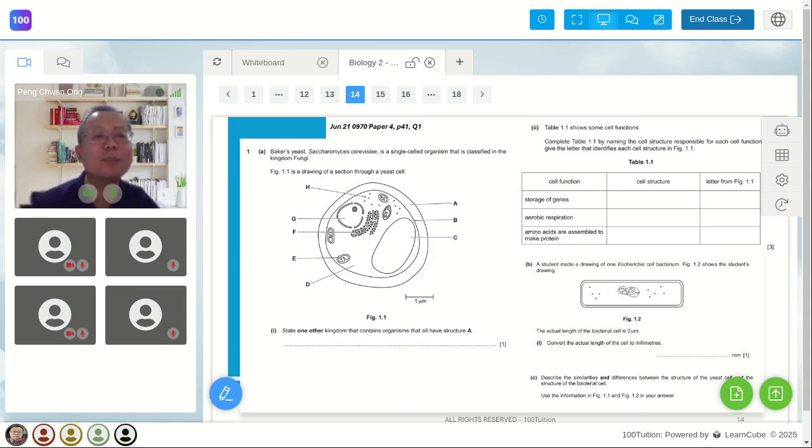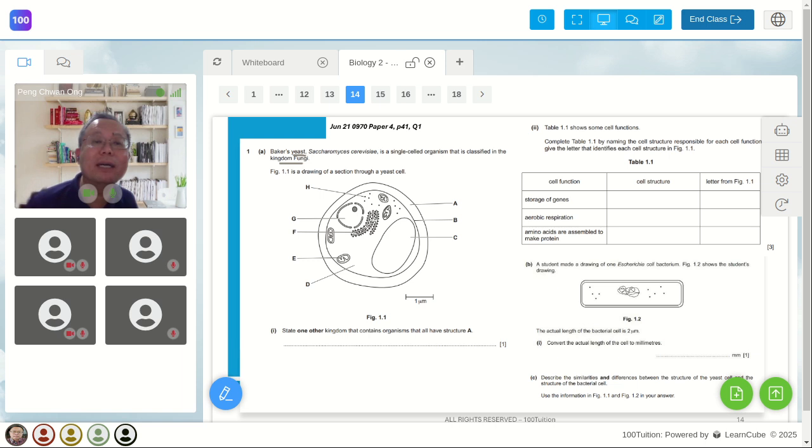Yes, I think this is something that will be interesting to ask. Okay, let's look at this question. So now this is a baker's yeast. It's a single cell organism, right? It's a yeast, so we know it is unicellular. And then it is classified in the kingdom fungi. We didn't learn this in detail, that's why they will give you all this information.